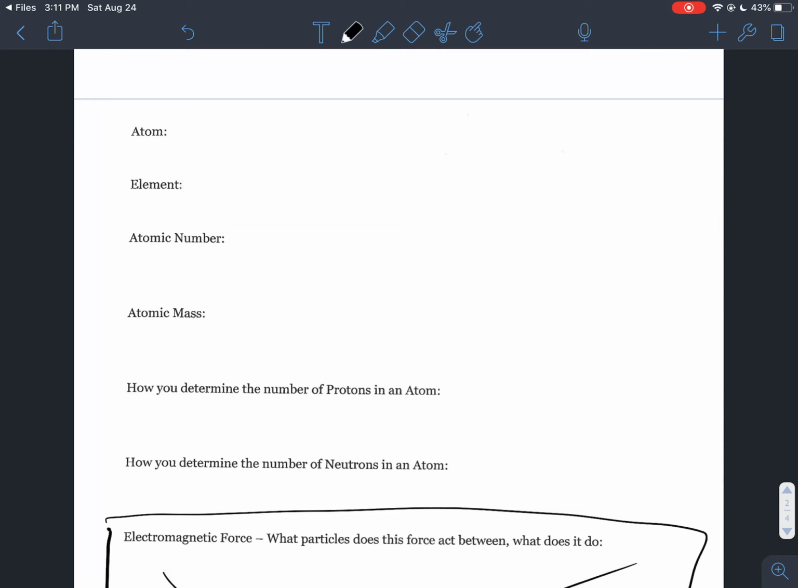The atom is the smallest particle of an element. So you can have atoms of carbon, abbreviated with a C, atoms of oxygen, abbreviated with an O, atoms of fluorine, abbreviated with an F. That's all right, but then watch this.